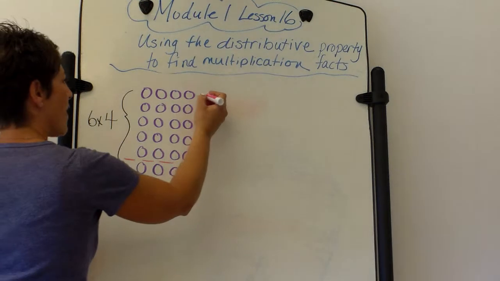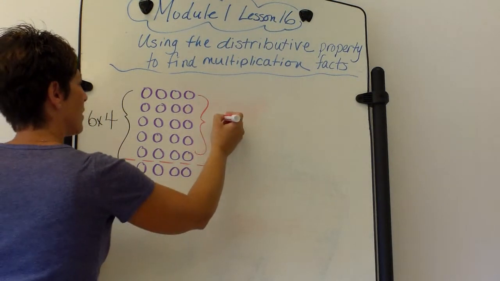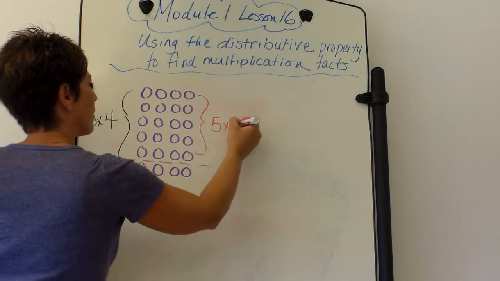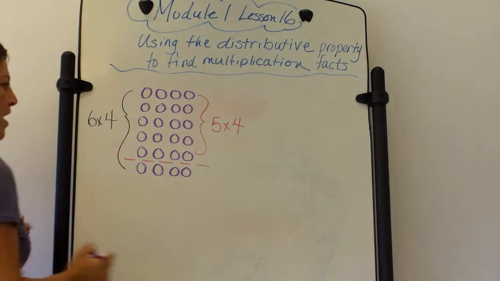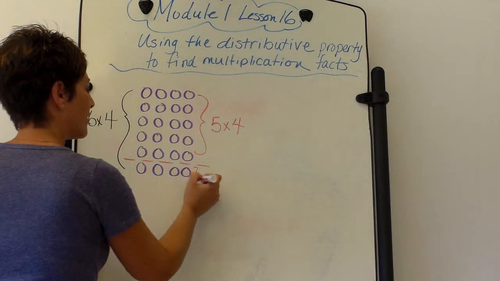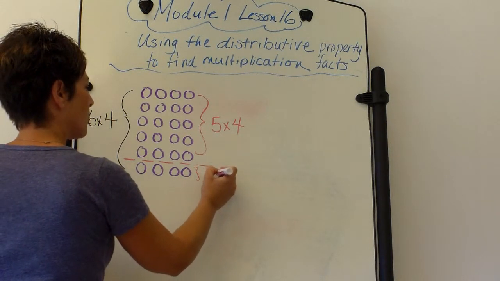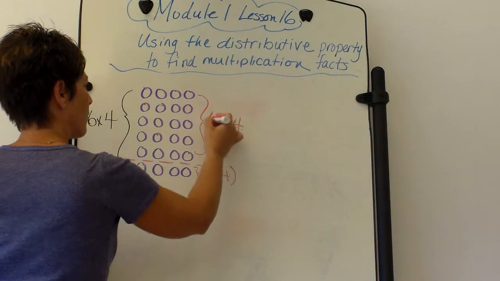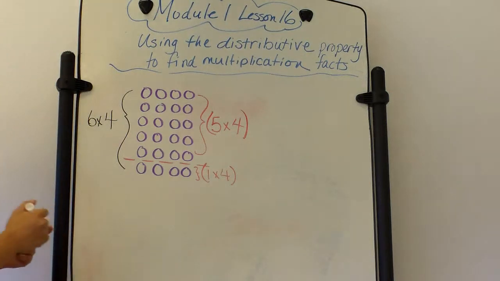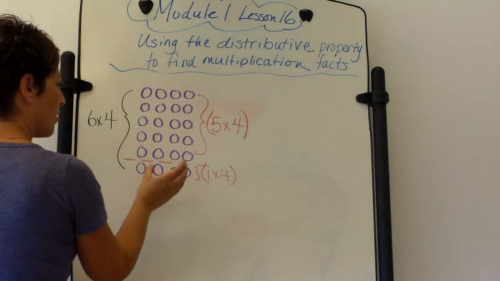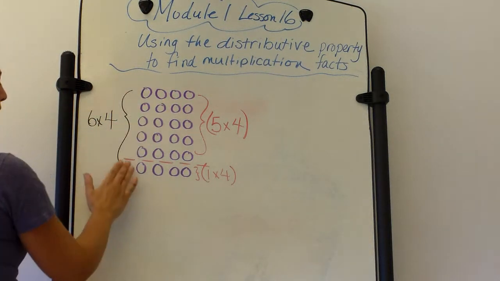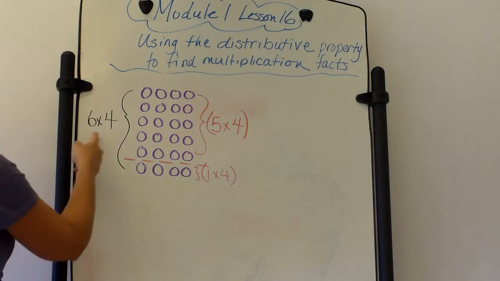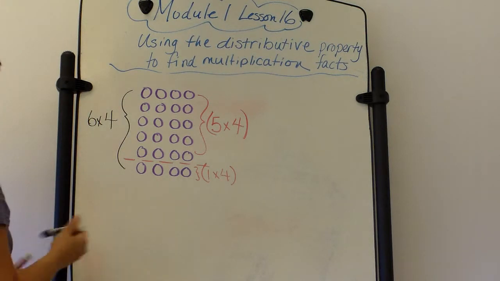I have 5 rows of 4, or 5 times 4. And then what I have left down below is 1 row of 4, or 1 times 4. And again, I'm using 5 because 5 is an easier number to work with. So this chunk plus this chunk will give me the same total as our entire array together.